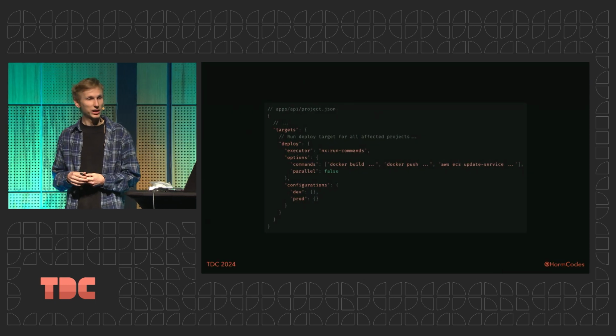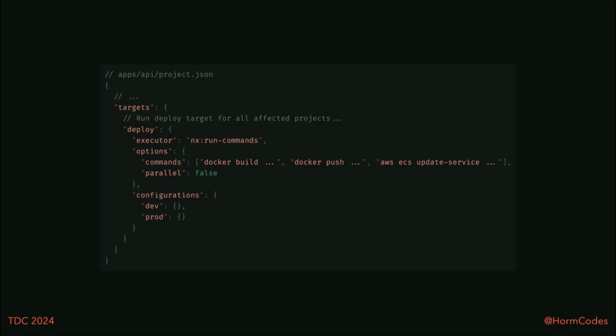For the actual deployment, we have two options. The option number one is to define custom targets for deployments. So again, you can do whatever you want. And then you can specify the configurations, for example, configuration for dev, staging, or prod.